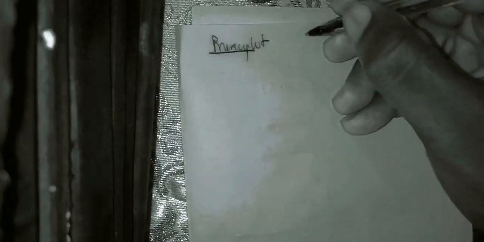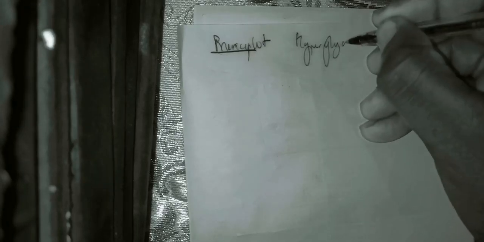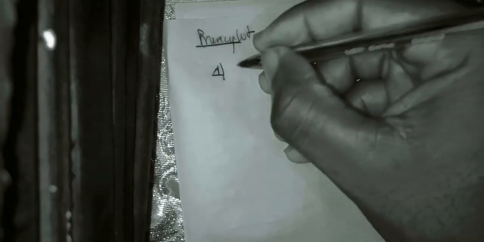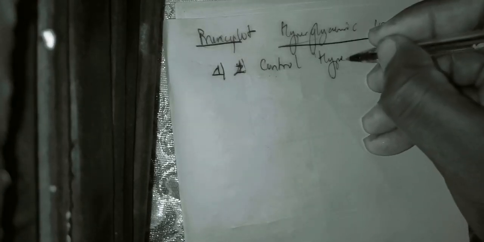So the first thing is: what is the principle of management? The first question you have to ask is the principle of management in case of hyperglycemic crisis. So, when a patient has hyperglycemic crisis, the first principle of management is to control the hyperglycemia. That's the first principle of management.